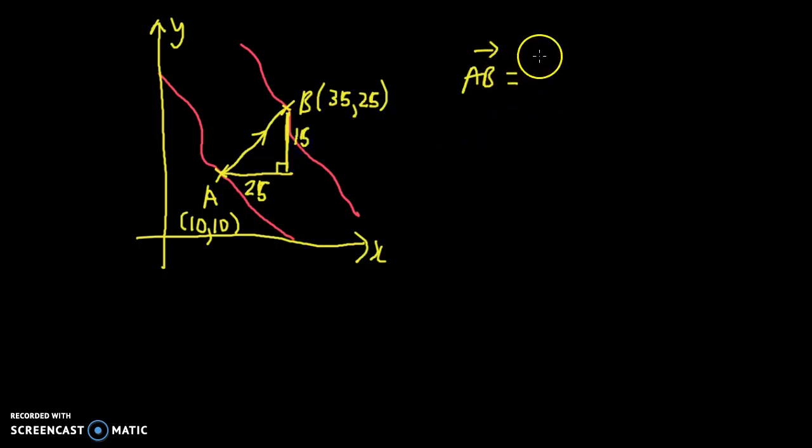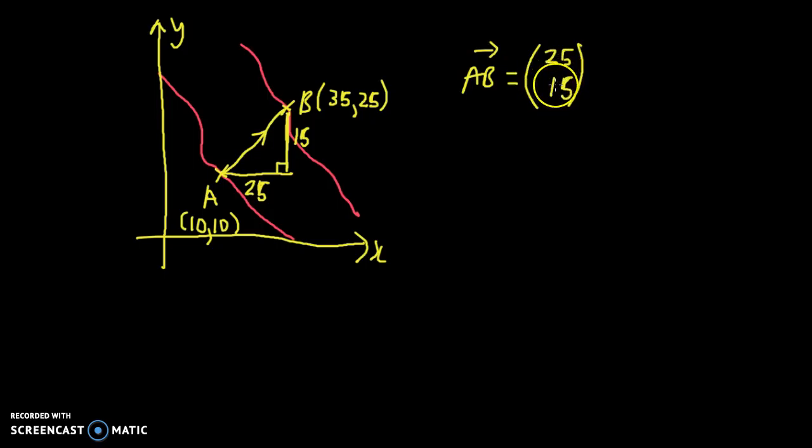So one way we can write that, it's a bit like an x and y coordinate, but we call this a column vector. It's 25 along, 15 up. So that's like your x coordinate, your 25. And then your 15 is a bit like your y coordinate. So this means A to B, 25 along, 15 up. So this is what we call a vector.